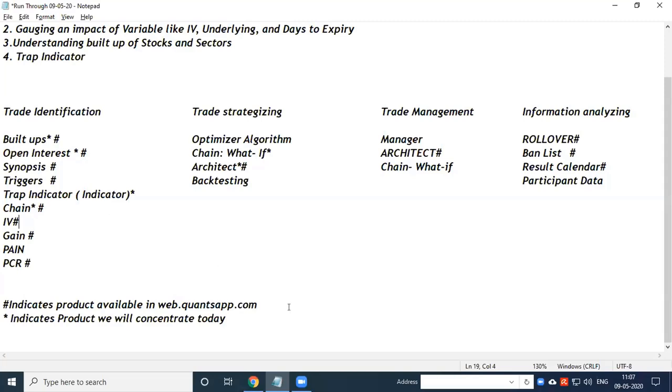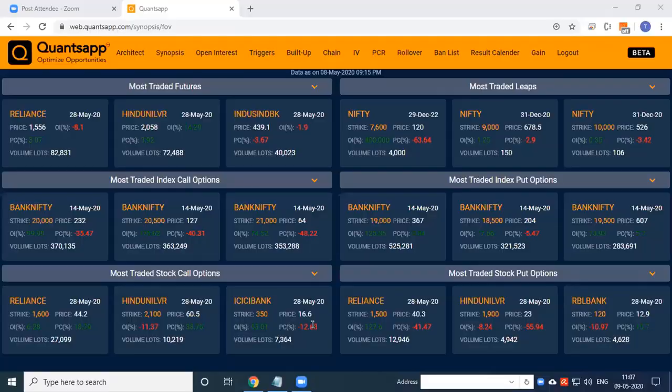Now, we also have some good news to share: we have launched the application on the web also. We have web.quantsapp.com as the URL for using the web application. Presently, we are in the beta phase. That means on a daily basis we are upgrading this application and making changes to it. So there might be a few bugs, which would get fixed as and when we notice them.